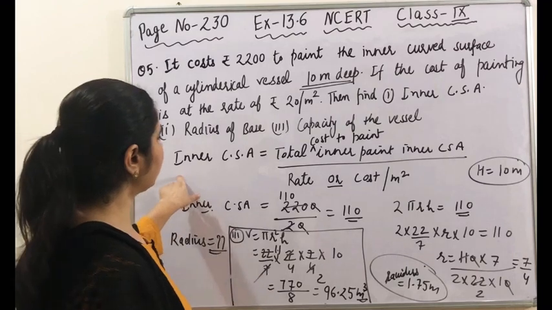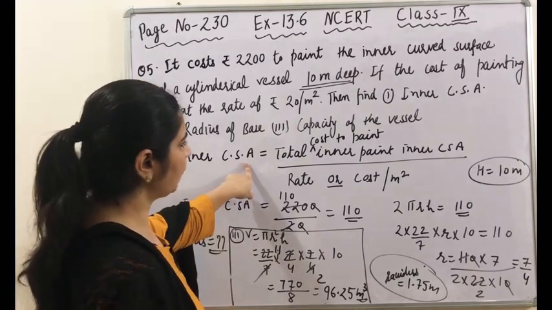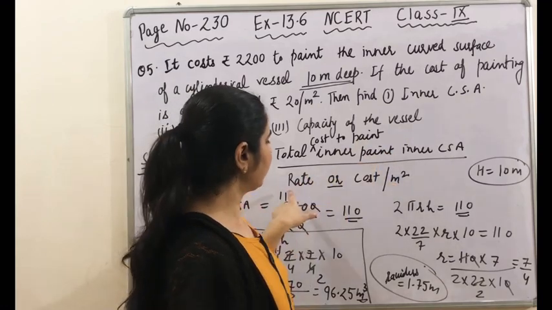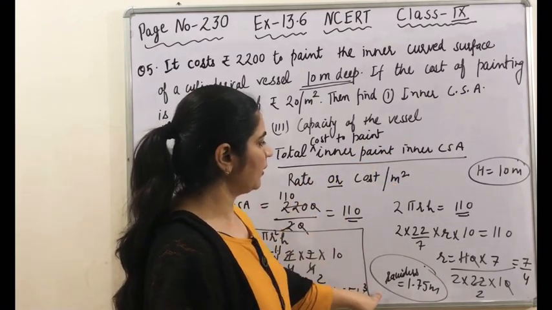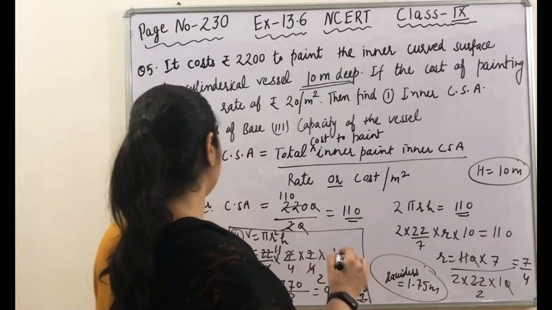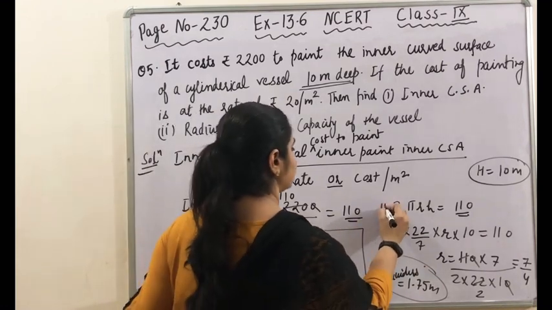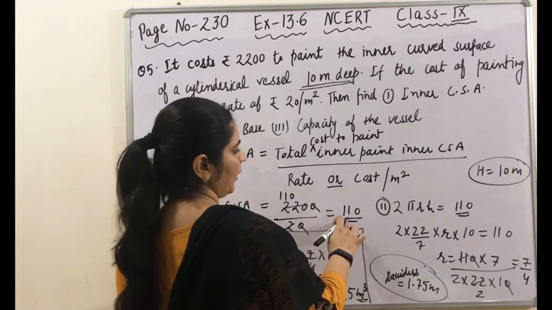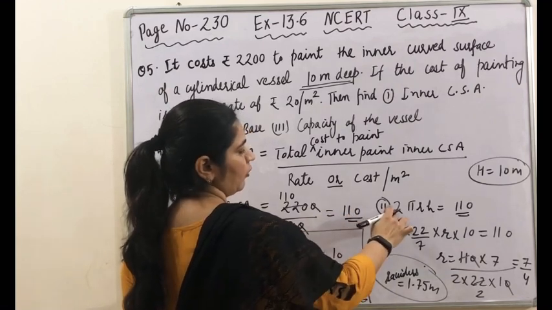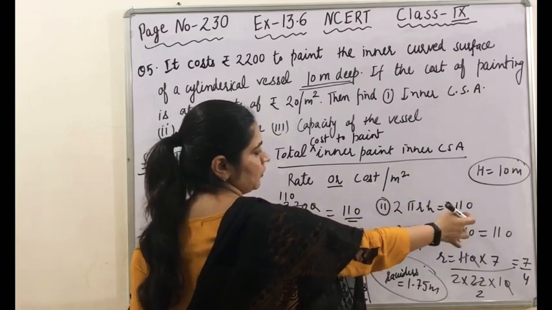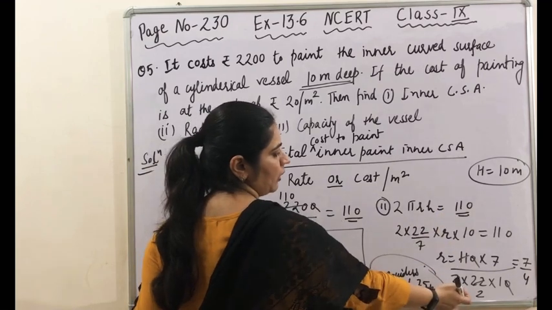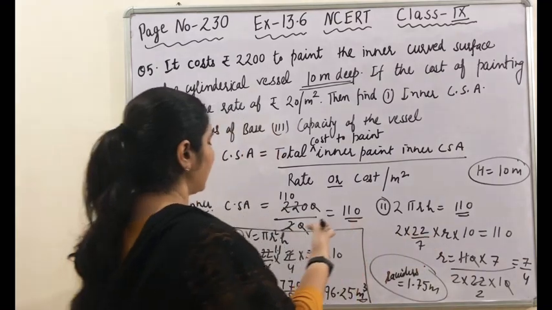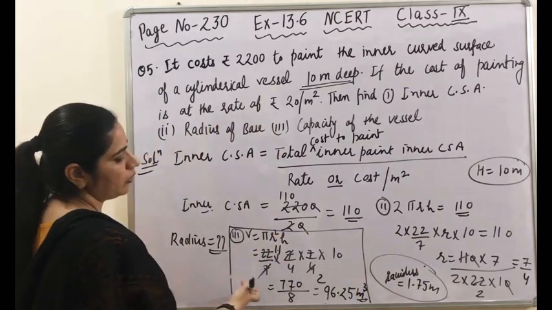In the first part, inner curved surface area was required. So the total cost to paint the inner curved surface area divided by rate. In the second part, radius was required. Here I have done the second part. Inner curved surface area is 2 pi r h. Apply the value of 2 pi r h, which is 110. Find out the radius. And then with the help of the given radius and height, we can find out the volume by applying the formula.